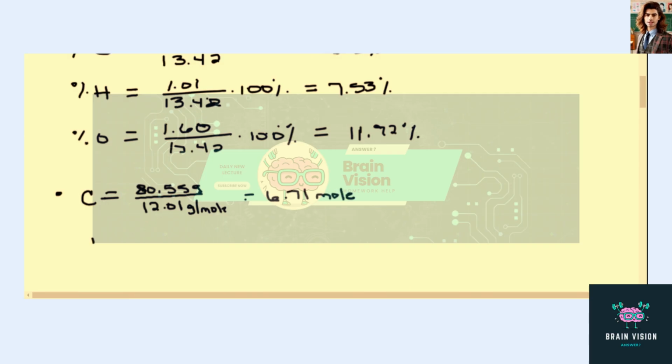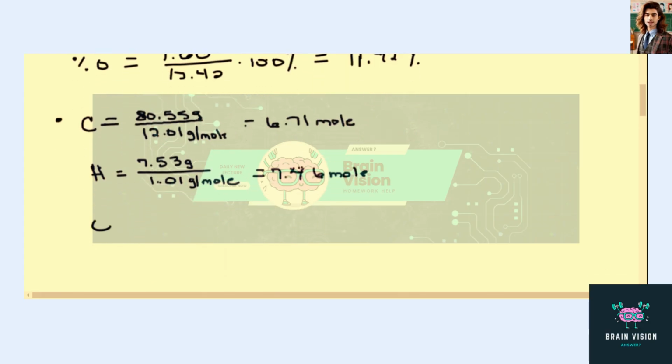And we're going to do the same thing for hydrogen and for oxygen as well. So we're going to keep doing that. And so this would be 7.53 grams divided by the 1.01 grams per mole, which gives us 7.46. And we're going to do it for oxygen. Okay. And that was 16, wasn't it?